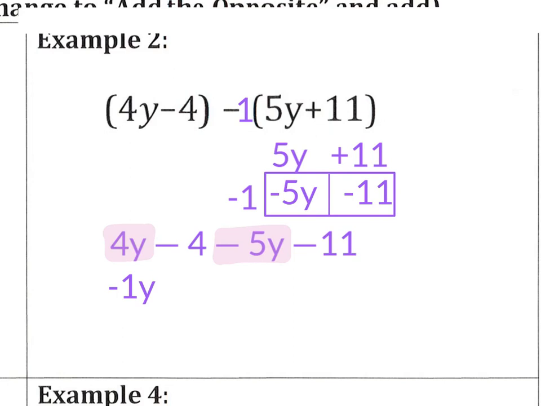And then I have my constants. The negative 4 and the negative 11 are both constants. They can go together. So in my calculator, negative 4, you can either do minus 11 or negative 4 plus a negative 11. Either way, you'll get the same answer, which is negative 15. So my final answer is negative 1y minus 15.